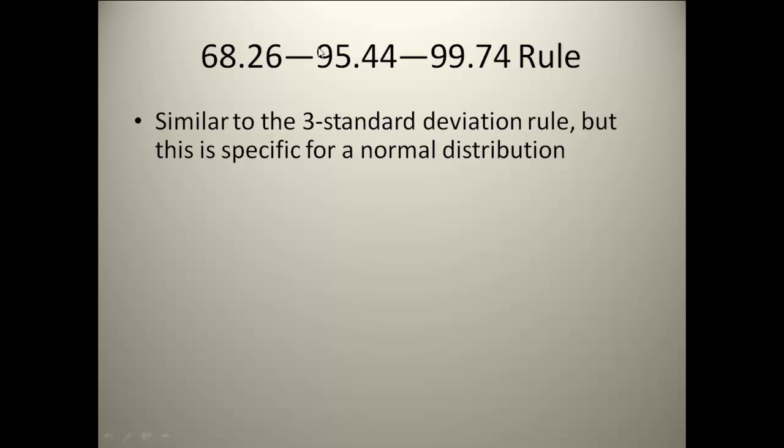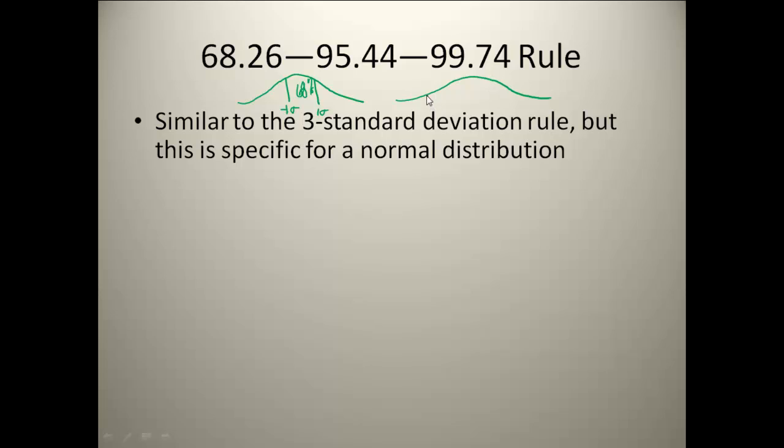Now we have a rule that's way more specific than our 3 standard deviation rule, and it tells us a lot more information. It's the 68, 95, 99 rule. The decimals are actually more exact, but it tells us that on any normal curve, 68% of our data is going to lie within 1 standard deviation of our mean. 68% of them are going to be within 1 standard deviation.